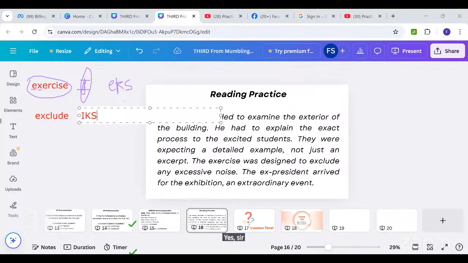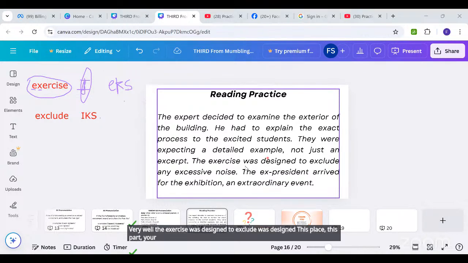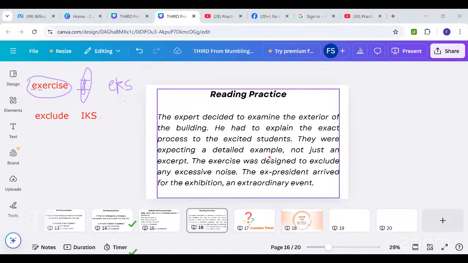So I want you to read the sentence, sir, from here until here. The exercise was designed to exclude. Very well. The exercise was designed to exclude. Was designed. This part, your voice should go down, up. Was designed. The exercise was designed to exclude. Okay. Better. Thank you, sir.